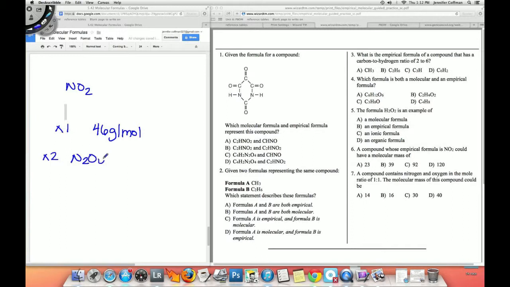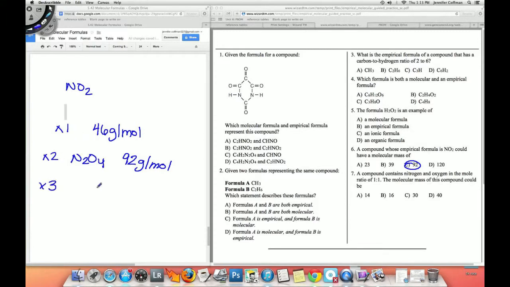Remember, I'm multiplying everything in the NO2 by 2. So instead of 1 N, I now have 2 N's. Instead of 2 O's, I have 4 O's. And if everything gets multiplied by 2, then the molar mass also gets multiplied by 2. So instead of 46, we have 92 grams per mole. Is that what we're looking for? Oh, look at that. 92 grams per mole. It has to be a multiple.